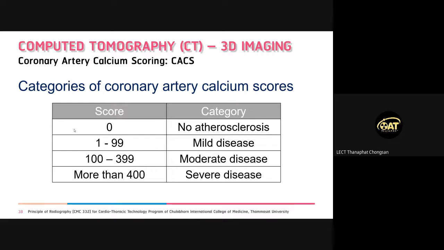When we get a CTR score, we will compare it with this table for interpretation. After everyone calculates the CTR score, this table can interpret it. If everyone can calculate a CTR score around 200, that patient has moderate disease of coronary artery calcium.